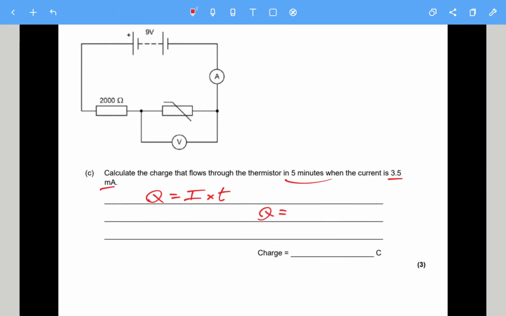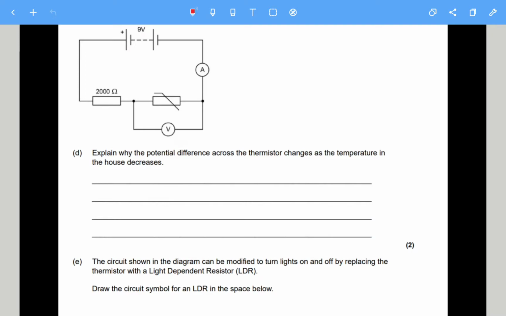So Q equals the current, 3.5 milliamps, which is 0.0035, multiplied by the time. Now 5 minutes, we need to do 5 minutes times 60 seconds, so that gives us 300 seconds in total. So we need to do 0.0035 times 300, which gives us a total of 1.05 coulombs. Okay, let's do one more. So you want to pause and have a go at this one.